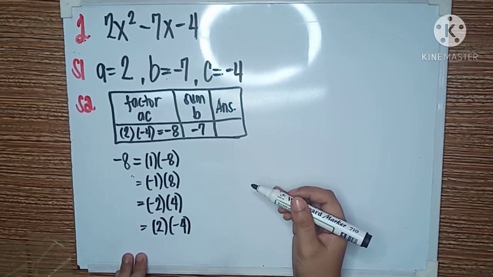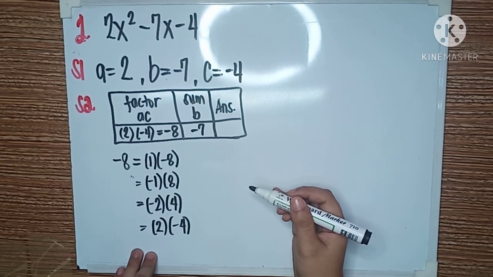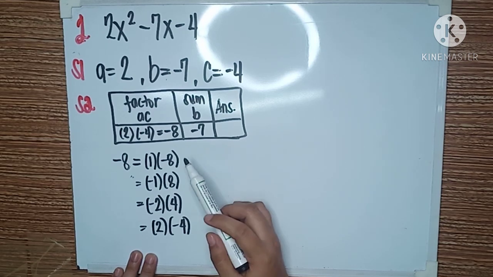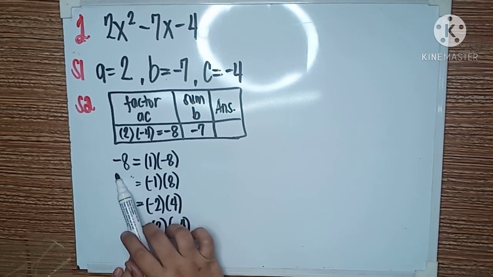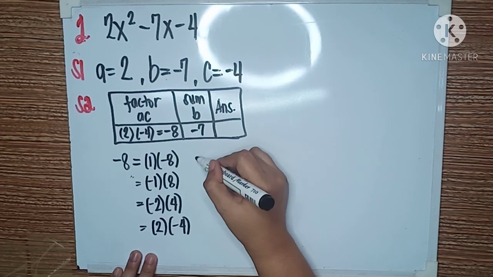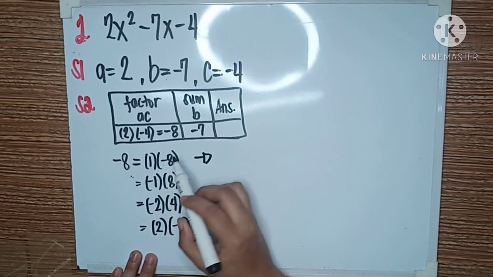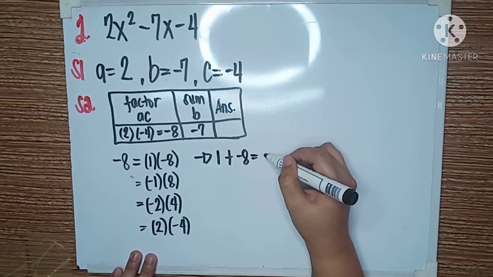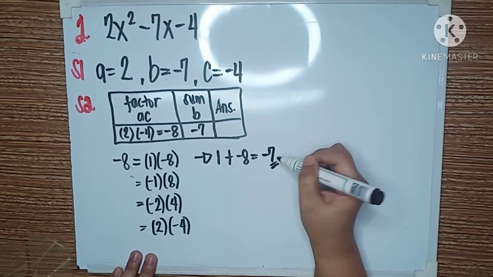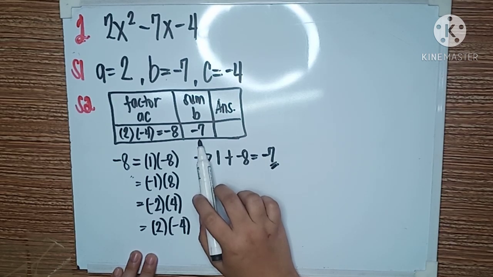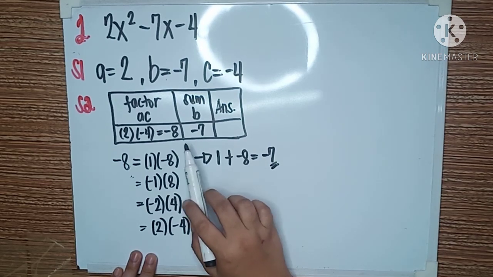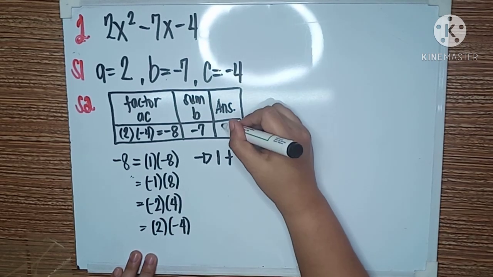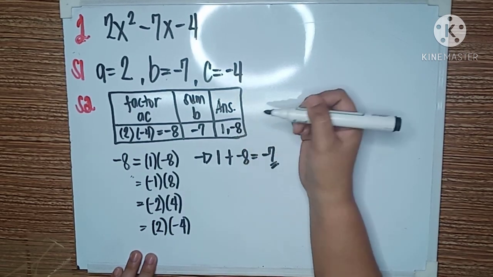Yan. So, kung tatandaan, sa rules of multiplication, when we multiply integers with different signs, the product is always negative. Okay, for the sum, 1 plus negative 8 is equal to negative 7. Ayun, nakuha kagad natin yung ating hinahanap na negative 7. Therefore, ang hinahanap nating factors for negative 8 is 1 and negative 8. So, sulat natin dito, 1 and negative 8.